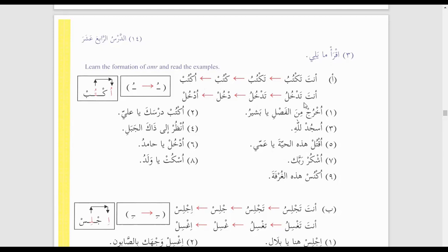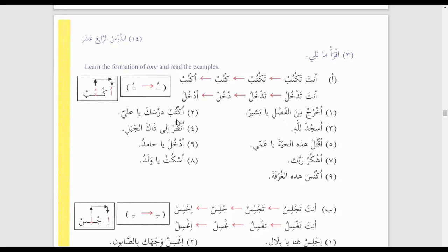Uktub. Similarly, anta tadkhul, and the same rule we follow here, tadkhulu, and then it's not readable, so that's why we will read it as udkhul. Udkhul, you get in. Okay, now we have, for example, number 1. اخرج من الفصل يا بشير. Get out of the class or leave the class, O Bashir. So اخرج is basically تخرج, and from تخرج it has become اخرج من الفصل يا بشير. Leave the class, O Bashir.